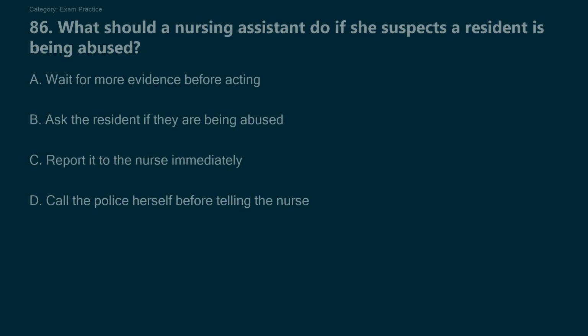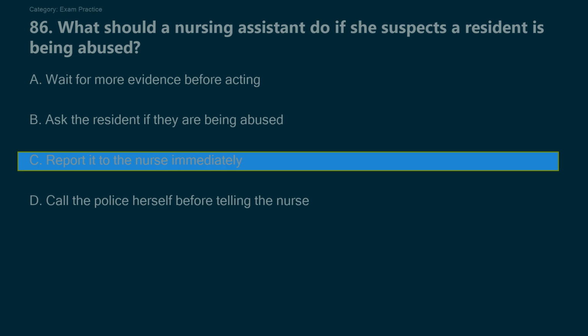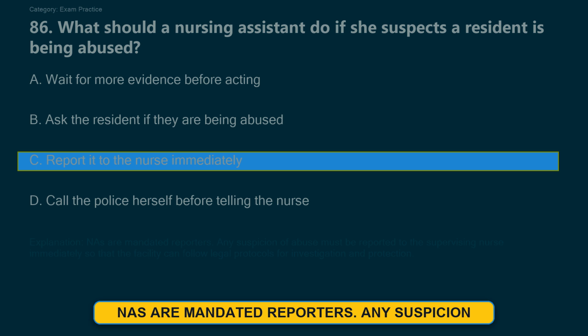Question 86. What should a nursing assistant do if she suspects a resident is being abused? Option A. Wait for more evidence before acting. Option B. Ask the resident if they are being abused. Option C. Report it to the nurse immediately. Option D. Call the police herself before telling the nurse. The correct answer is option C. Report it to the nurse immediately.